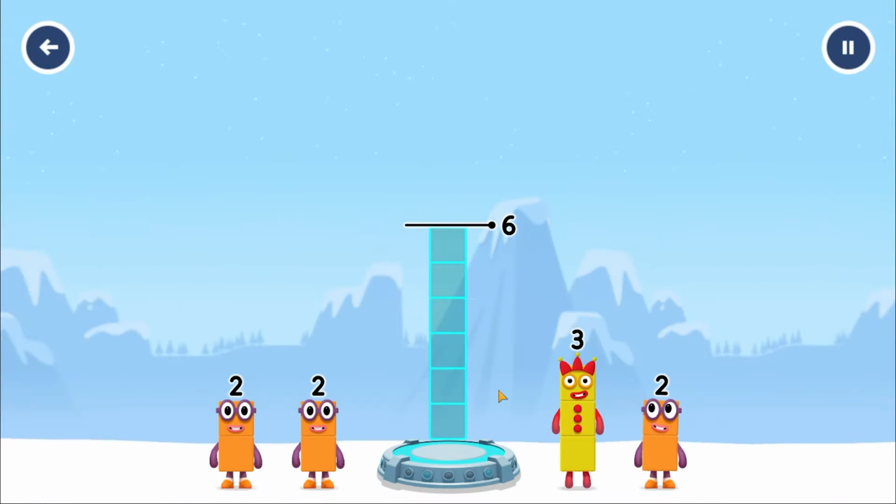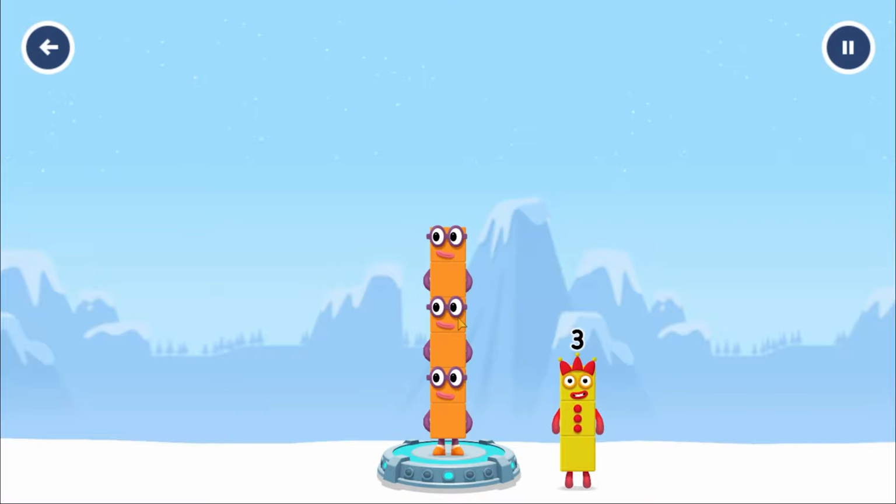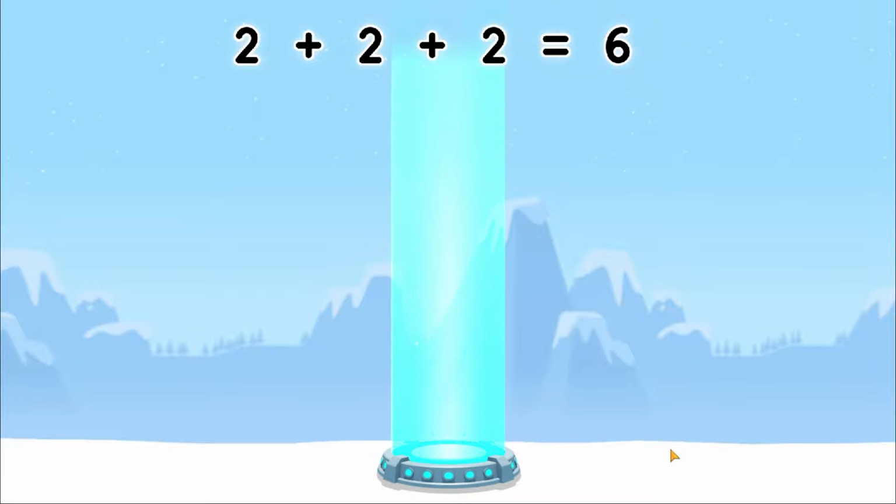Enough number blocks to make 6. 2, 2, 2. You cracked it! 2 plus 2 plus 2 equals 6.